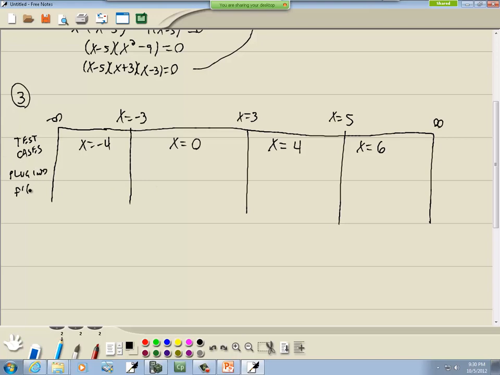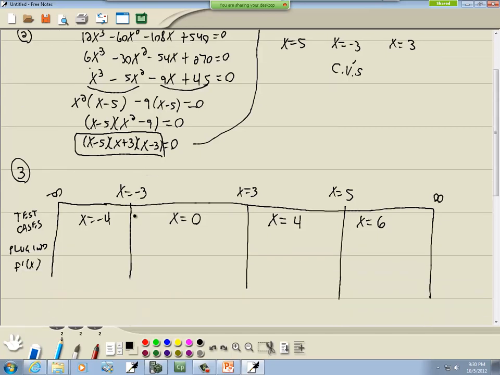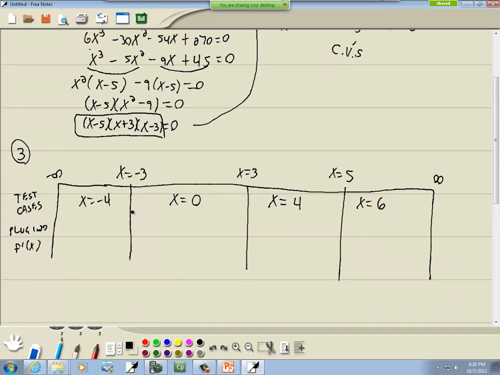And we want to plug these into our first derivative. So if I scroll up, our first derivative is this right here. Now this might be kind of hard to work with. What you can do is, if you have set it equal to 0 and you have factored everything, you can plug it in right here. Doesn't matter which one you do, you'll get the same answer. So let's plug it into there. So we got x minus 5, then x plus 3, and then x minus 3.